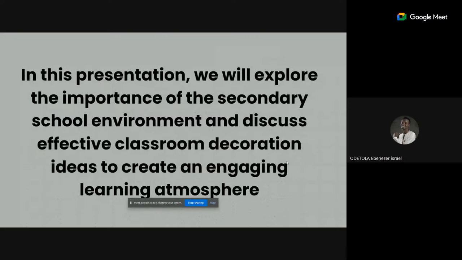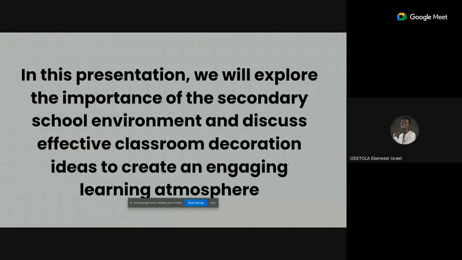Most of these students have homes that are well decorated and welcoming. But by the time they get to the secondary school environment, one of them said that the environment looked very mature. So that means the aim of creating the classroom environment for most of them is to create a mature learning environment. No, I don't believe there's anything like a mature learning environment. The learning environment is the learning environment.